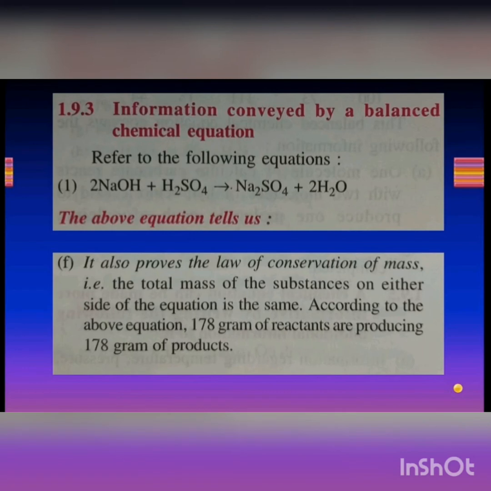So with the above example, we also prove the law of conservation of mass, that is total mass of a substance on either side of the equation or a chemical reaction is the same. So according to the above equation, 178 grams of reactants are producing 178 grams of products. So thus we can prove that mass is not created nor destroyed.